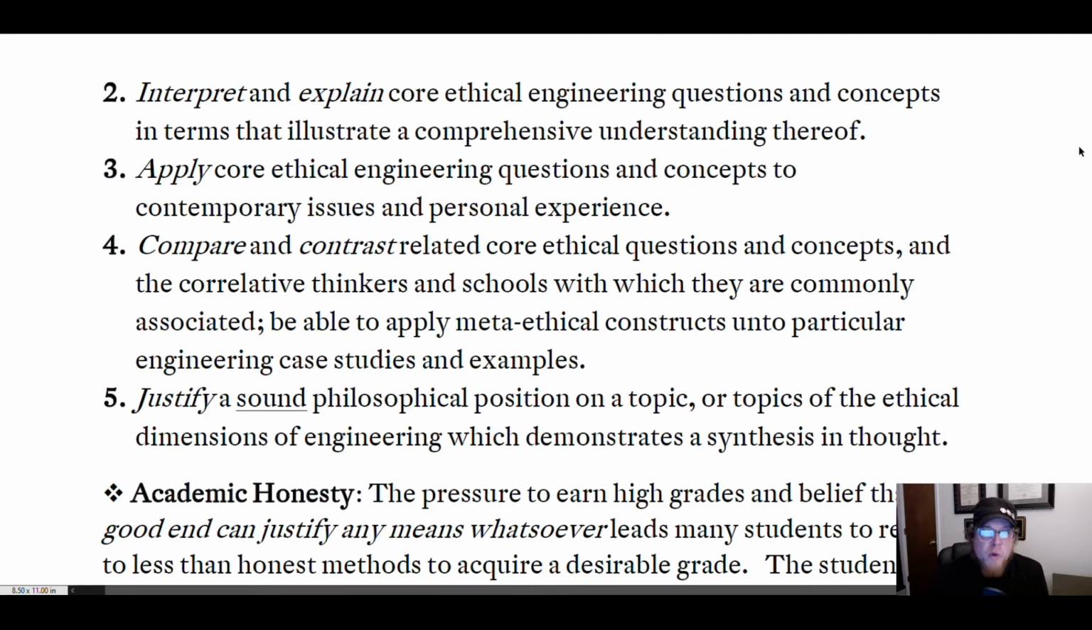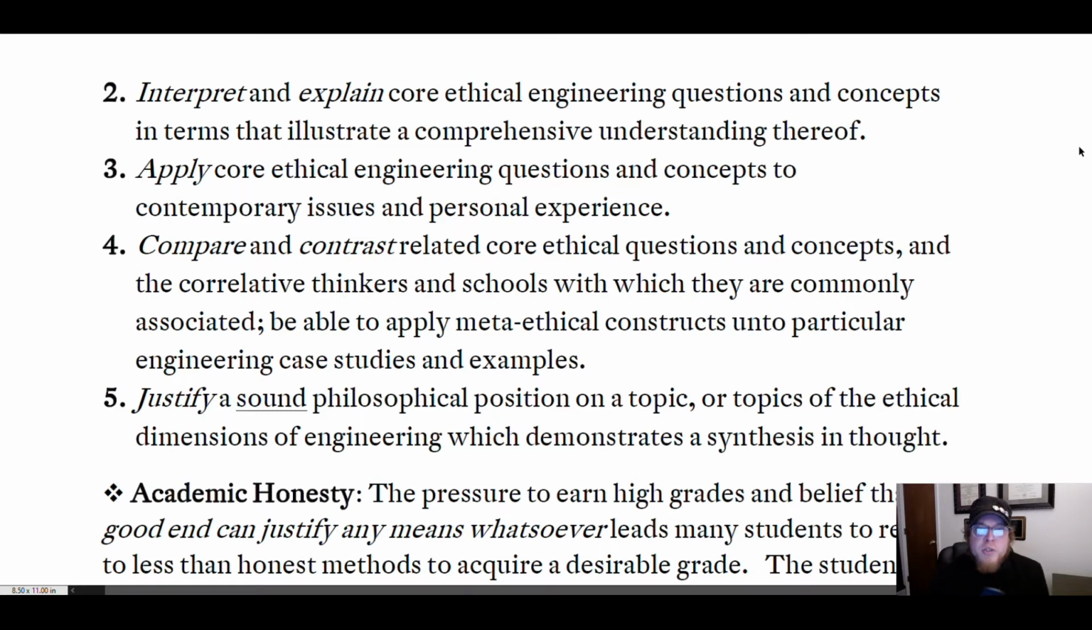3. Apply core ethical engineering questions and concepts to contemporary issues and personal experience. So sometimes we'll be doing some readings from things from a long time ago, and the question becomes, how is this relevant to now? That's one of your tasks, is to see how the things that we're going to study in here relate to the very present now.